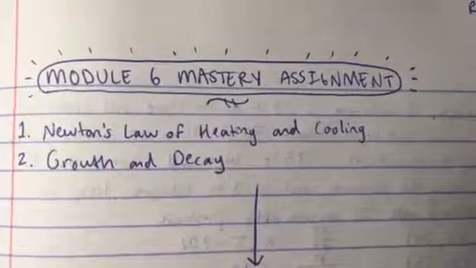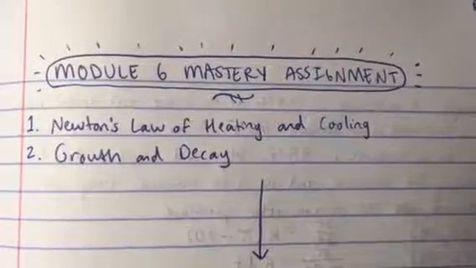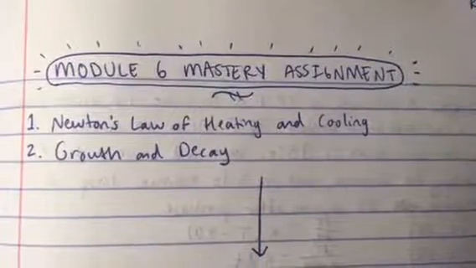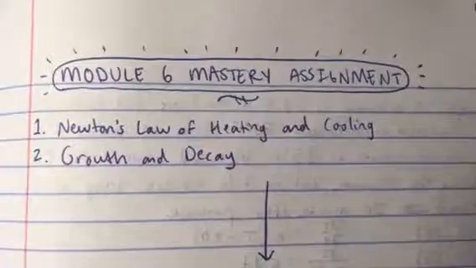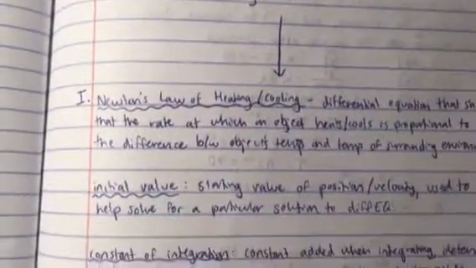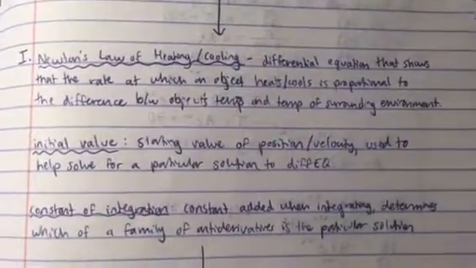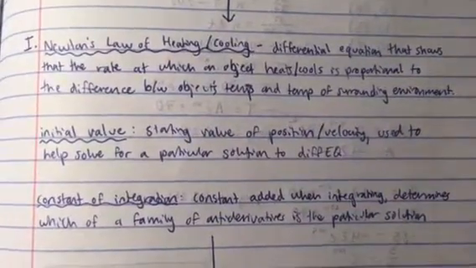Hello. So, two topics I thought would be important to review for the AP exam from Module 6 are Newton's law of heating and cooling and growth and decay. So, first up is Newton's law. Here are three important definitions to understand the law.